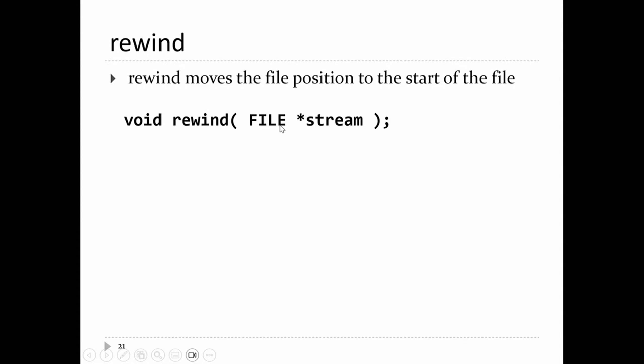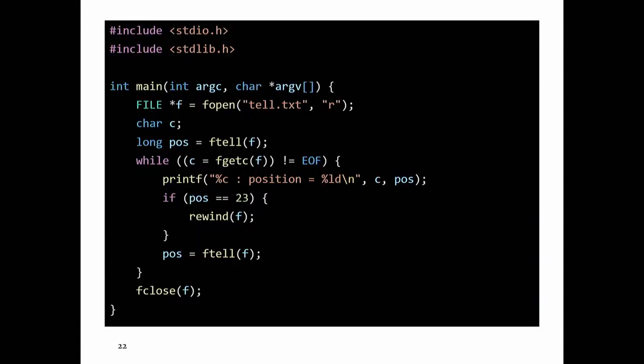Okay, so rewind, as I told you before, rewinds the stream so you go back to the beginning of the stream. This program just runs forever. We're going to do the exact same thing as before: read in one character at a time, print the position. I happen to know that position 23 is the end of the file, so when we get to that position, I'm just going to rewind the file and go back to the beginning. So this just loops forever, printing out the characters of the file.